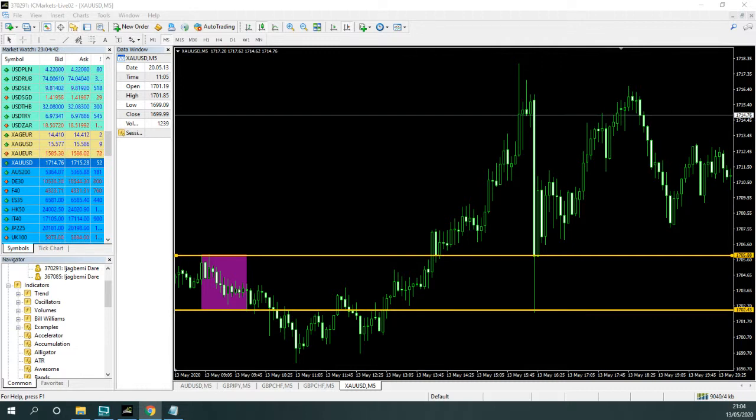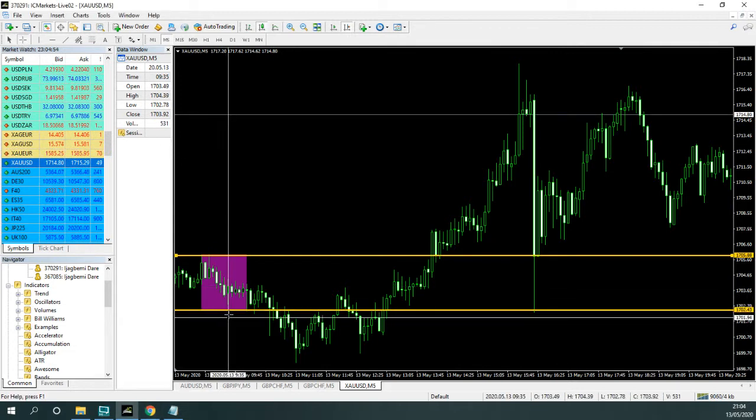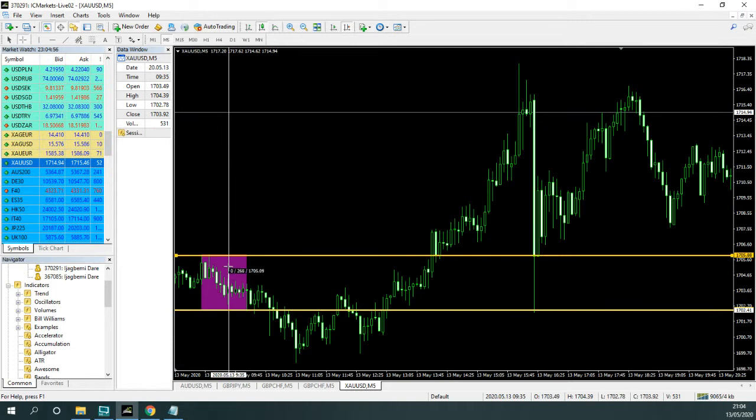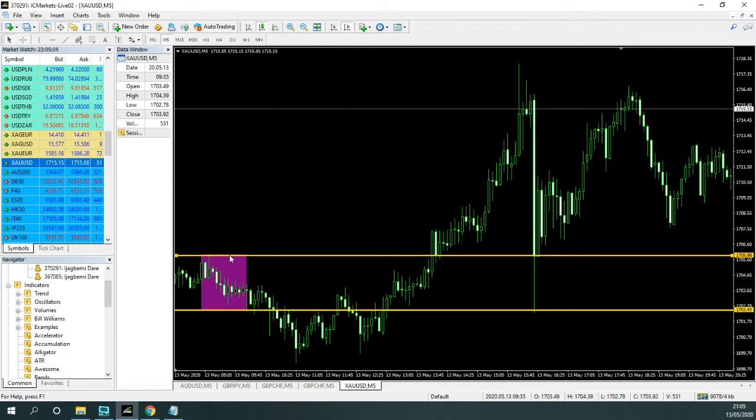How do you set 1 and 2? You mean take profit 1 and 2? If that is what you're referring to. Take profit 1 is the size of the box. So you measure the box. For example, this box, the size is 34 pips. So 34 pips will be your TP1 and TP2 will be twice that size, which will be 68 pips. That is how we make our TP1 and TP2.